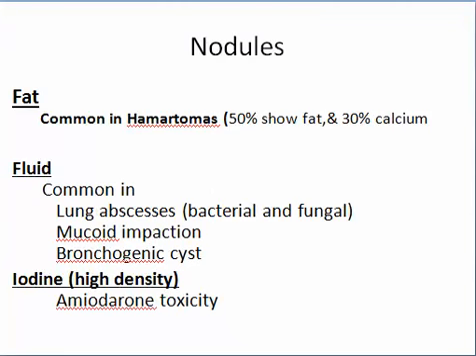Nodules may be composed mainly of fat, and this is common in hamartomas. 50% is fatty and 30% is calcium. May be showing fluid, as in lung abscess or mucoid impaction, or bronchogenic cyst is a large nodule with fluid content, or it may be iodine, as in amiodarone toxicity, but this is known and history implies.